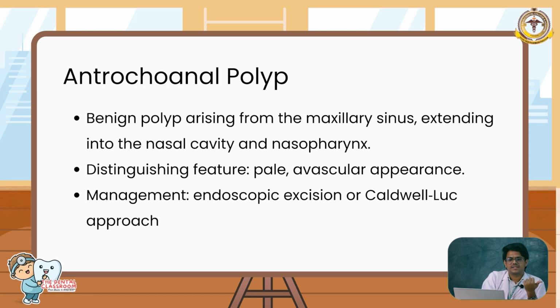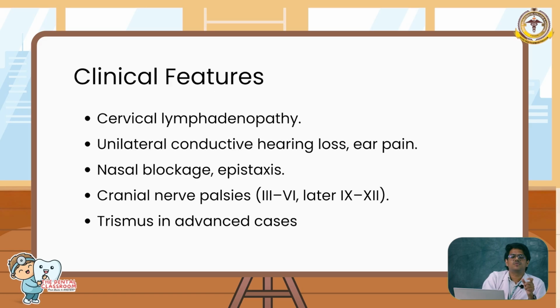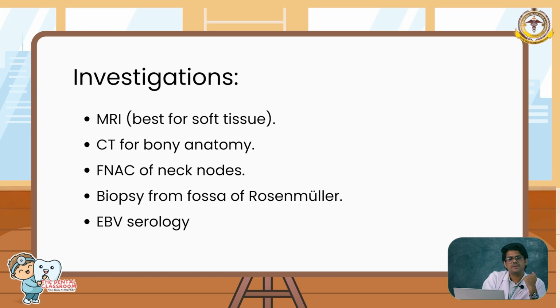Etiology wise: genetic, Cantonese population; infection wise, Epstein-Barr virus; environmental, salted fish and tobacco smoking. Clinical presentation is a bimodal distribution, that means it can occur in the young age as well as in the old age. Features include cervical lymphadenopathy, hearing loss, nasal obstruction, bloody discharge, epistaxis, cranial nerve palsies, especially 3rd to 6th nerves, then 9 to 12 nerves, and trismus.